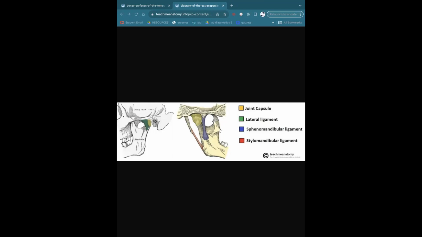The movements: you have two types. Protrusion and retraction, that's the first one. The upper part of the joint allows protrusion and retraction of the mandible, so anterior and posterior movements of the jaw.